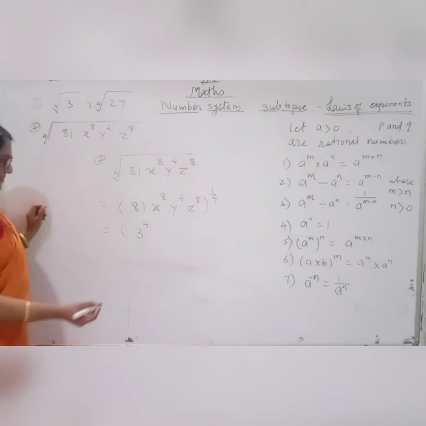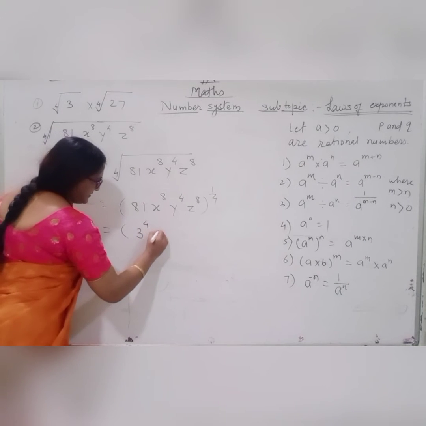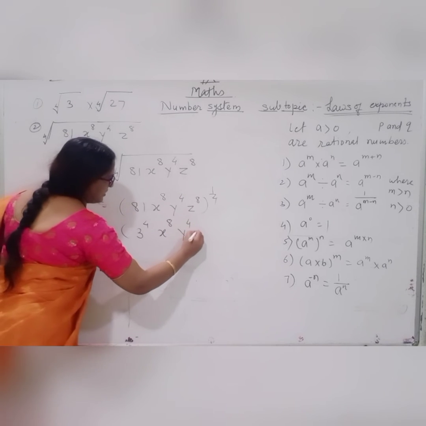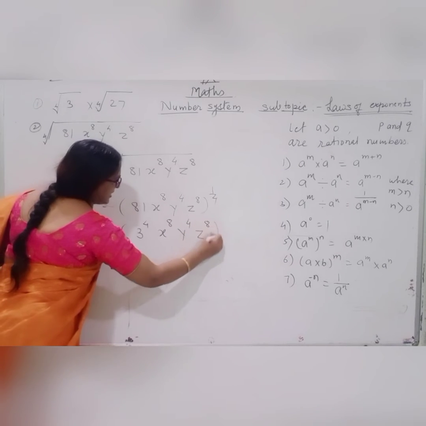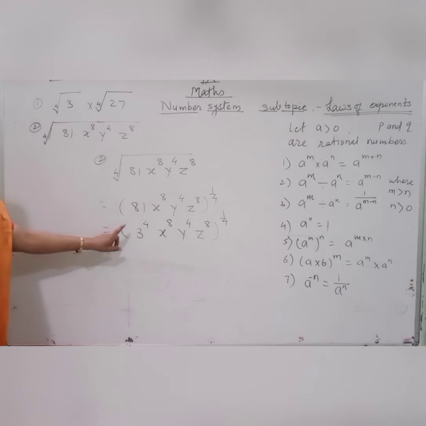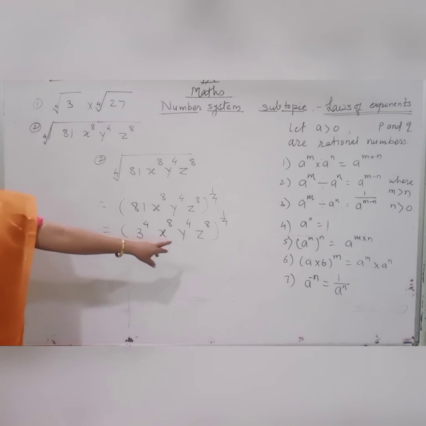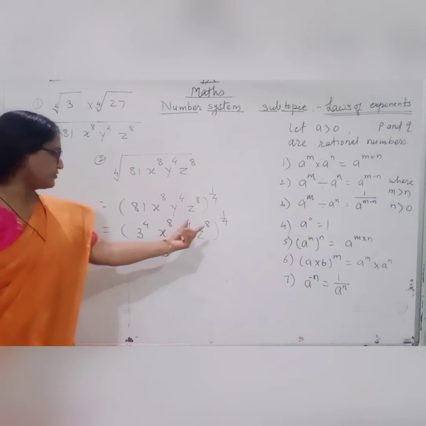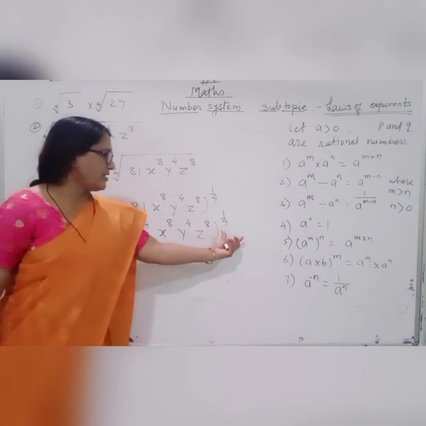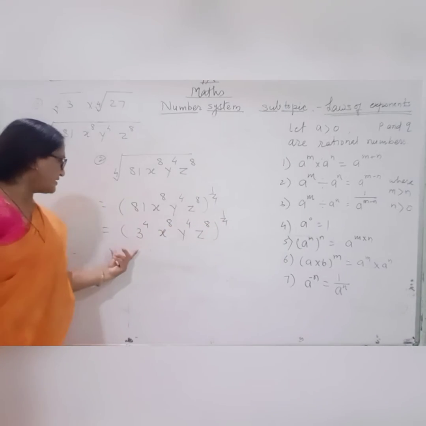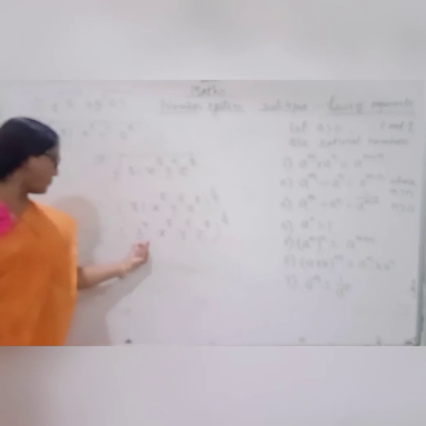Is that clear? x raised to the power 8 multiplied by y raised to the power 4 multiplied by z raised to the power 8, all raised to the power 1 upon 4. अभी अपन ने लॉ देखा है कि (a multiplied by b) raised to the power n means a raised to the power n multiplied by b raised to the power n. यानी ये जो 1 upon 4 है ये सबके लिए कॉमन है, हर एक का पावर वो हो सकता है.